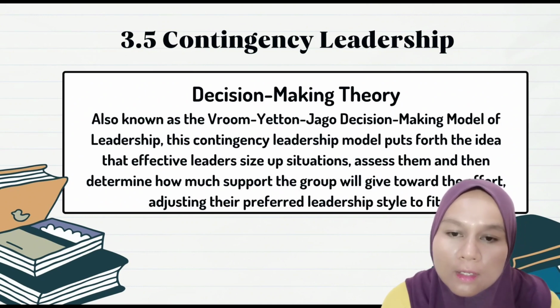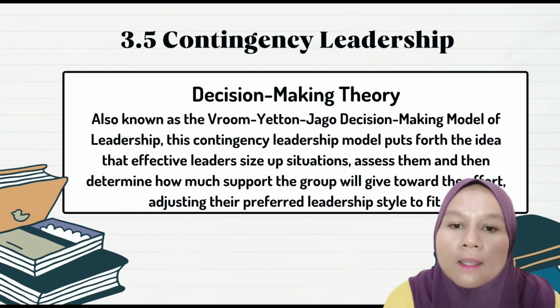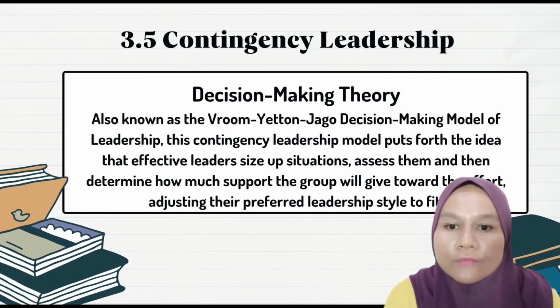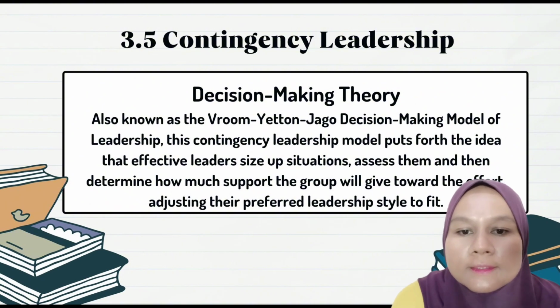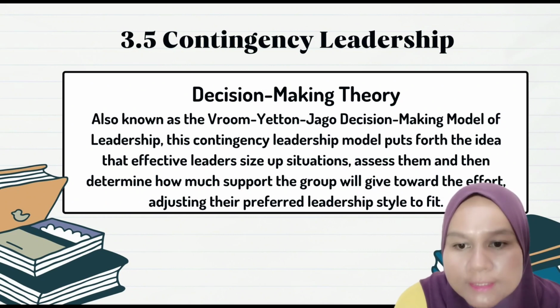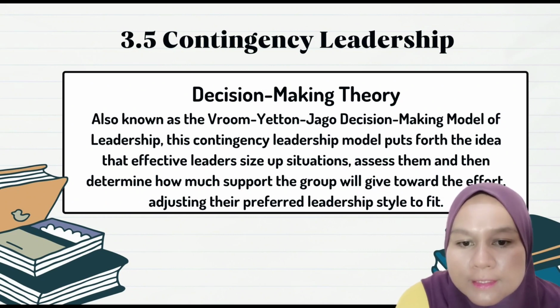And then the last one, decision-making theory, also known as the Vroom-Yetton-Jago decision-making model of leadership. This contingency leadership model puts forth the idea that effective leaders size up situations, assess them, and then determine how much support the group will give towards the efforts, adjusting their preferred leadership style to fit it.